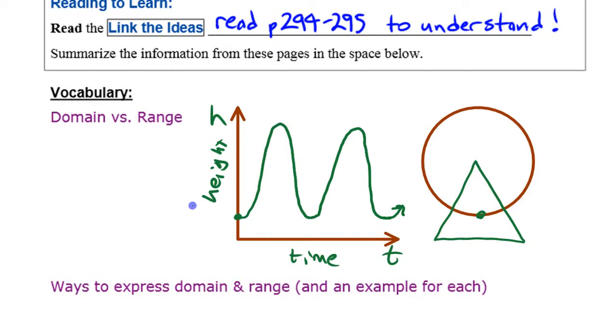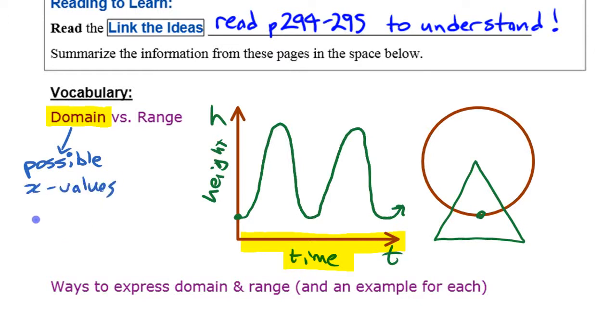The words domain and range refer to possible values for each of the variables in the situation. Domain refers to possible values of this, whatever is the independent variable. I'm going to write it first how people seem to remember it. They just remember it as possible x values, even though here the variable's not x. Or in this case, t values. Whatever the independent variable is, okay? Independent.